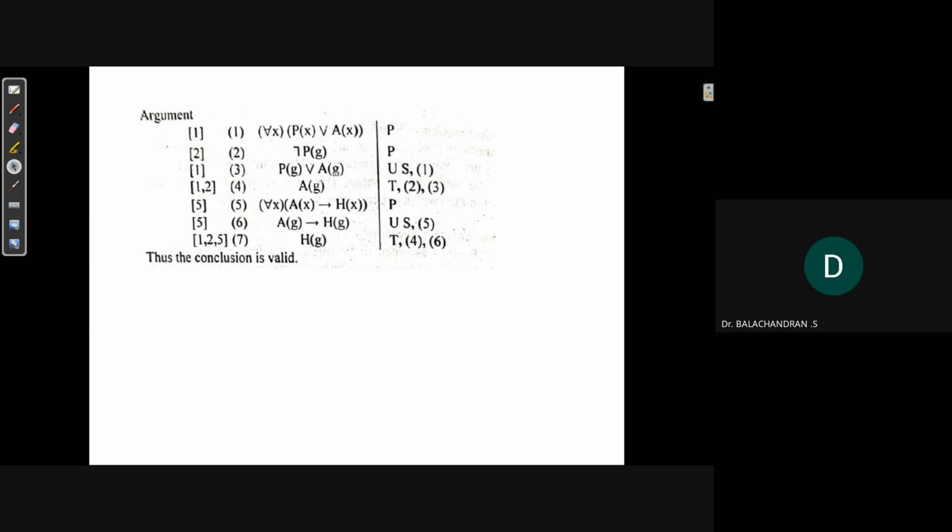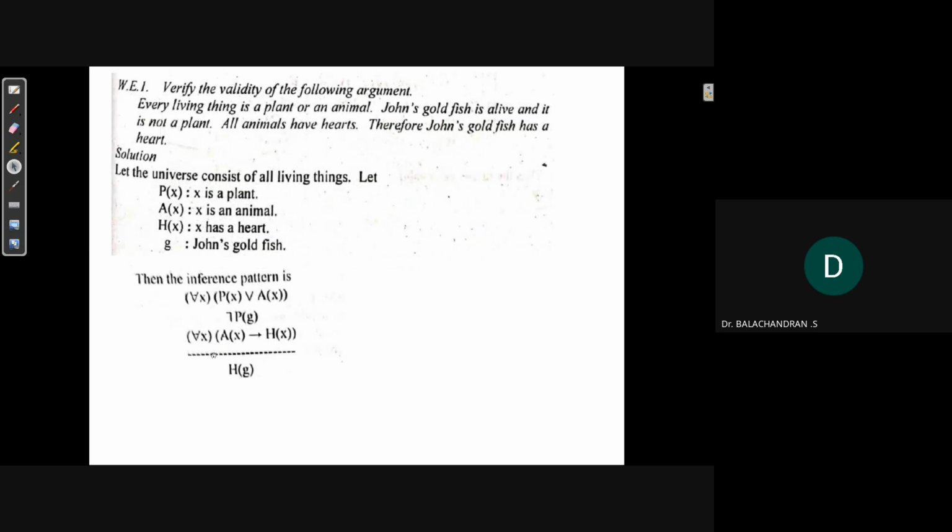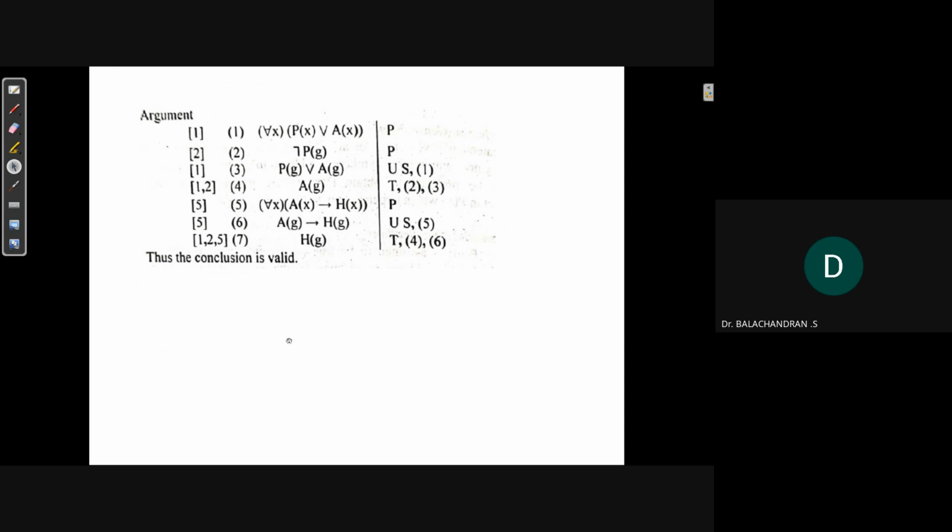Next, from 2 and 3. Here we have P or Q, and we have negation of P, so you should write the other part. Negation of P means here we have A of G. So from 2 and 3 we can easily write A of G. This is also a rule. Now the fifth one is rule P: for every x, A of x implies H of x.